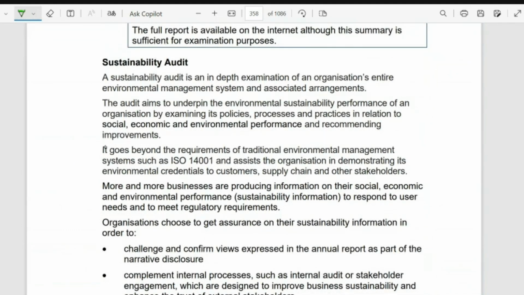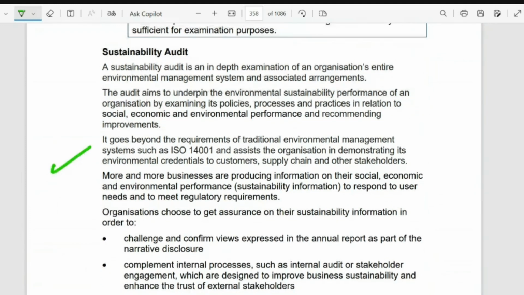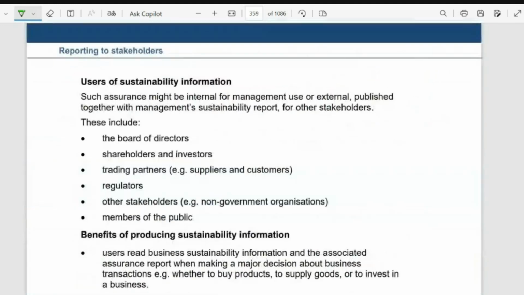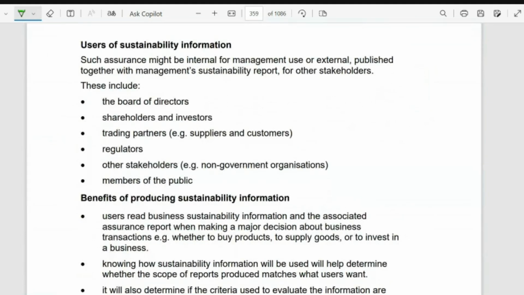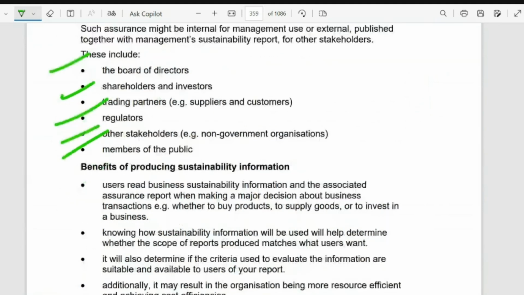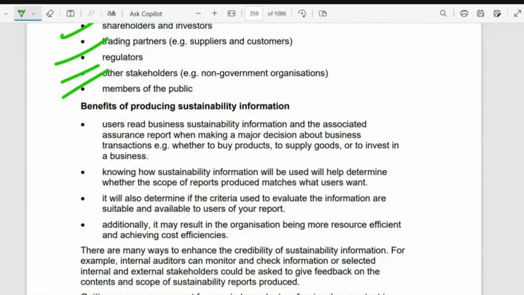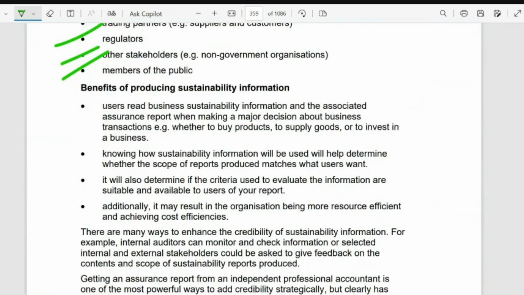Sustainability audit is also there, scoped beyond the requirements of the traditional environmental audit. Use of sustainability information by the board, shareholders, trading partners, regulators, and other stakeholders. Benefits of producing sustainability information: users read business sustainability information associated with an assurance report when making a major decision about the business.